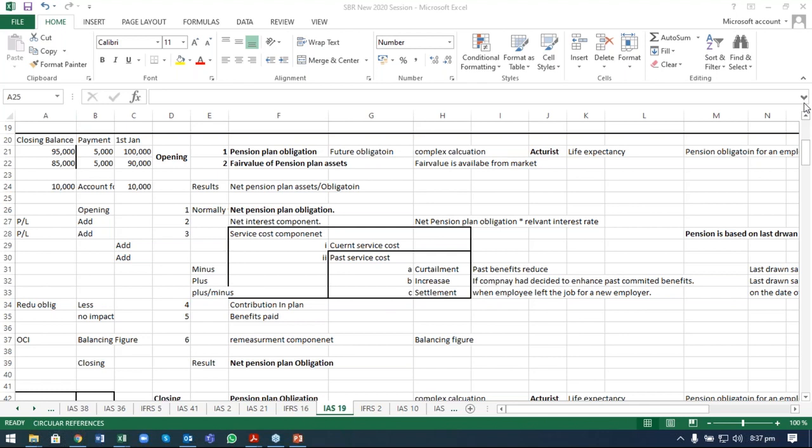IFRS 5, Non-current Assets Held for Sale and Discontinued Operations, defines a discontinued operation as a component of an entity which has either been disposed of or classified as held for sale and represents a separate major line of business or geographical area of operation, which we have already discussed. There is a single coordinated plan to dispose of a separate major line of business or operations, and it is a subsidiary acquired exclusively for resale. This defines what a discontinued operation actually means under IFRS 5.